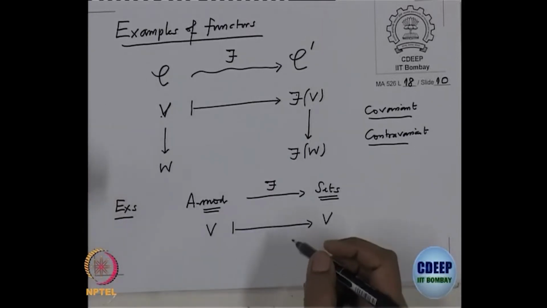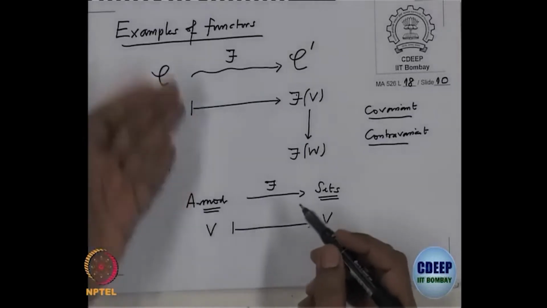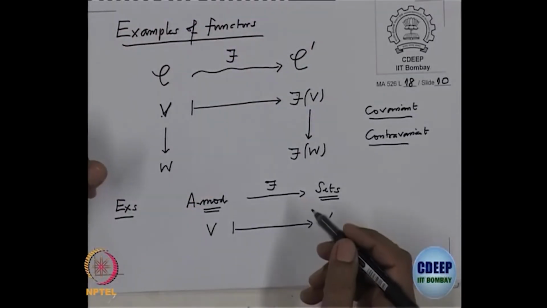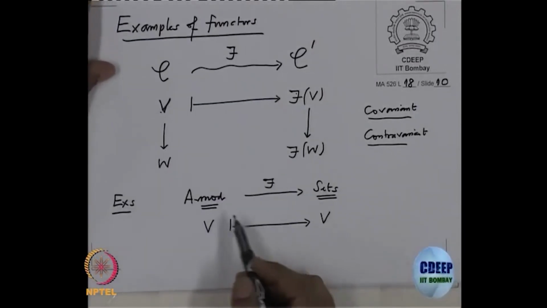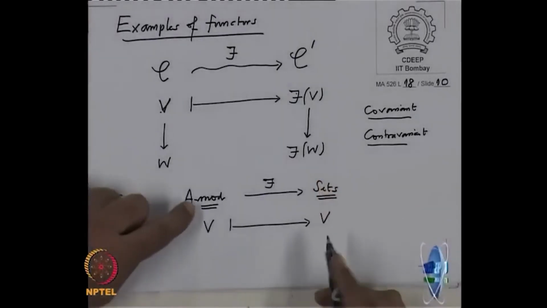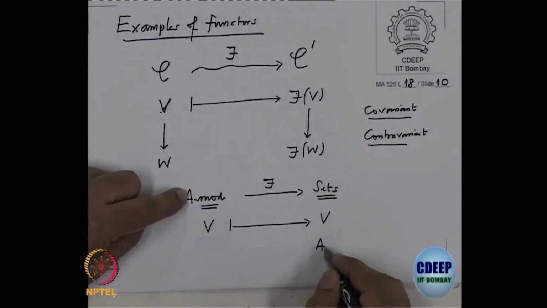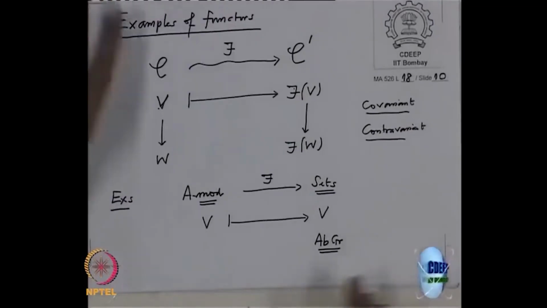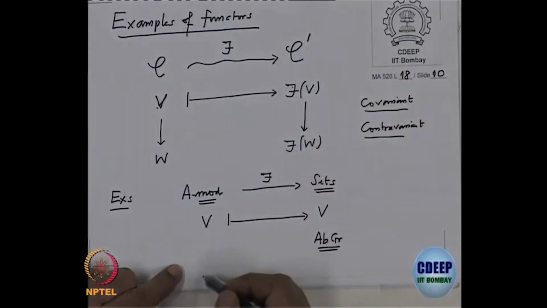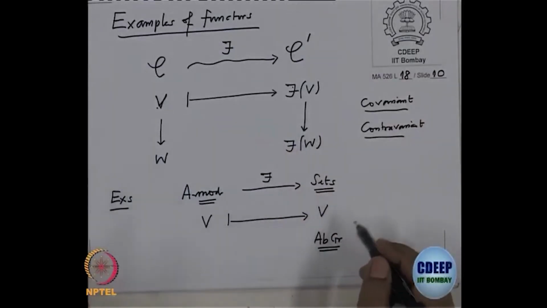This is true from any category to the category of sets. Or you could have also done the category of A modules to the category of abelian groups. You forget the module structure, but keep the abelian group structure. Note that all these examples are covariant, because the direction of the morphism is not changing.